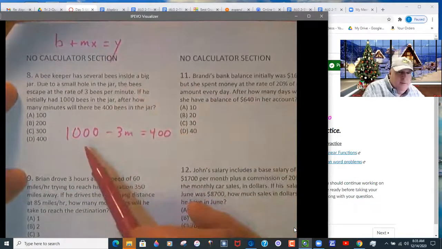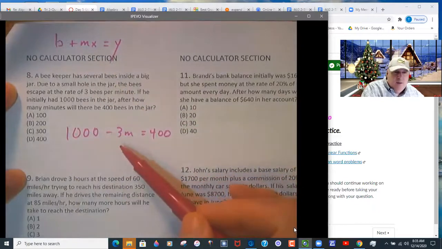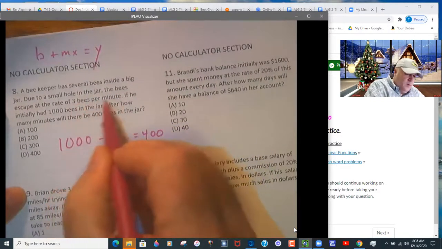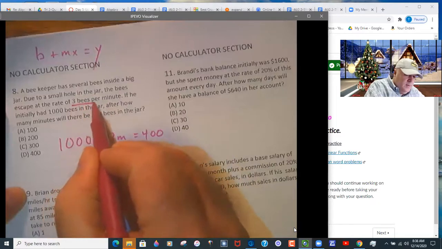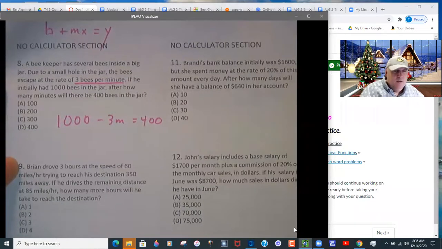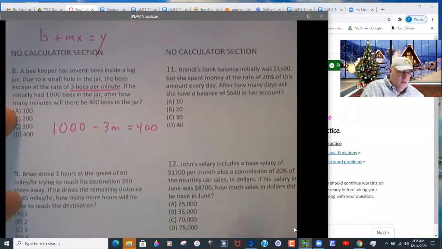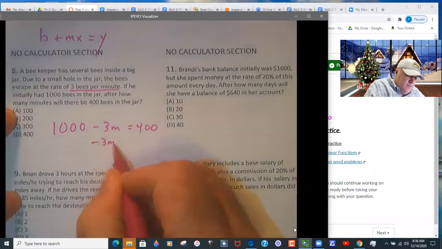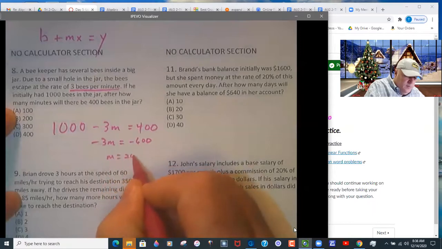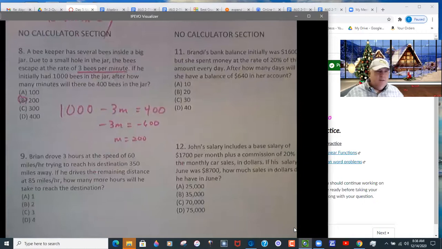Think in terms of this. Your B is your starting amount. The M is some rate that's being applied. And so how do you know what the rate is? Look for the word per, and it can be negative. So when you're losing 3 B's per minute, that's a negative 3. And then Y is what you end up with. And solve it. And again, it's all good with a mental approach. Sometimes it's quicker and sometimes it's better.